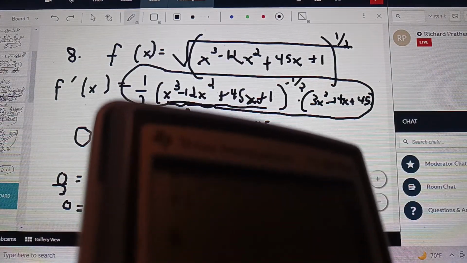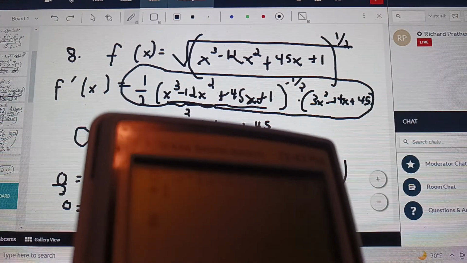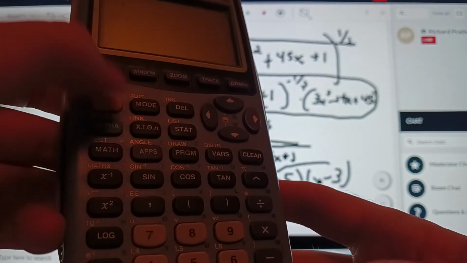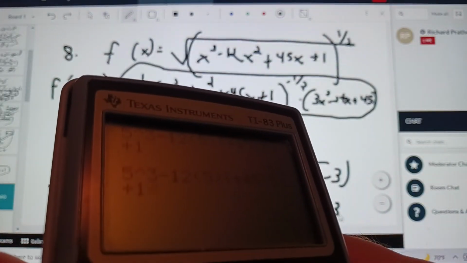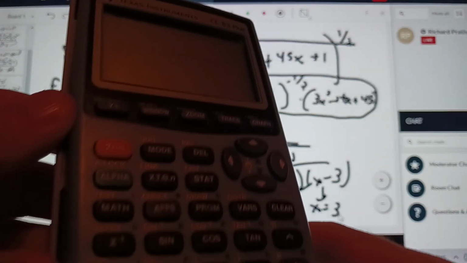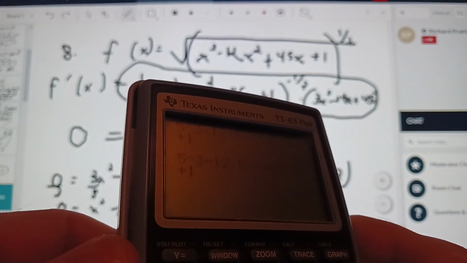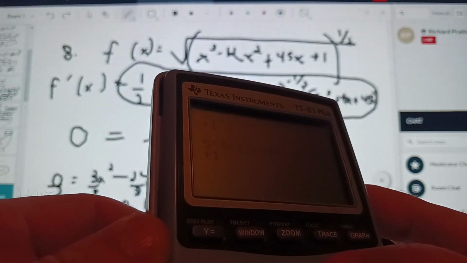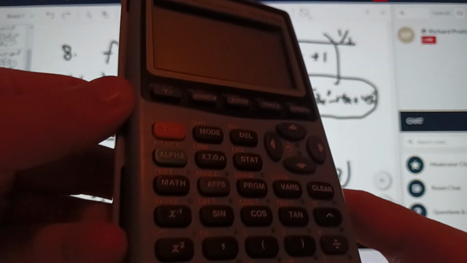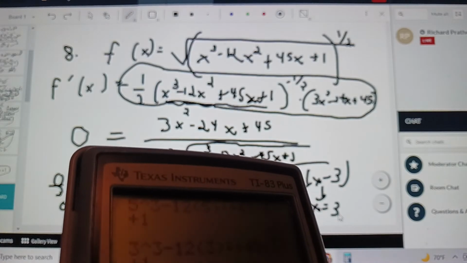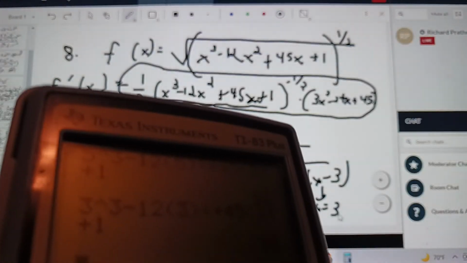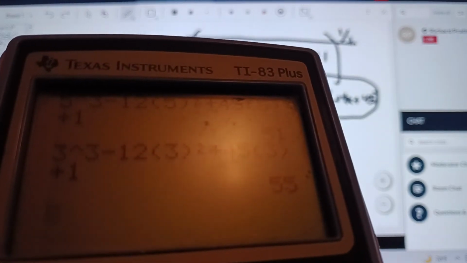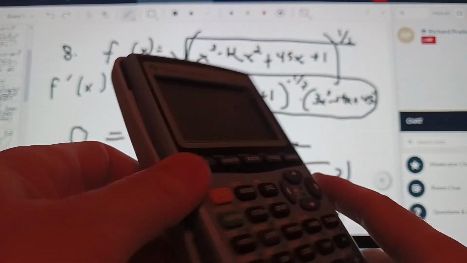Now, since I already typed it with a 5, a quick way to get the other one is hit second enter, which calls up the last statement you typed in. And then you can just back up with the arrow keys on top of the 5s and put 3s for each one. And that way you don't have to retype the whole thing. So now I have 3 to the third minus 12 times 3 squared plus 45 times 3 plus 1, and that equals 55. So neither one of them made 0 at least.